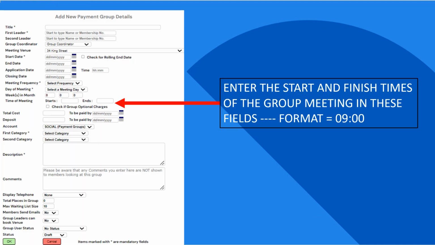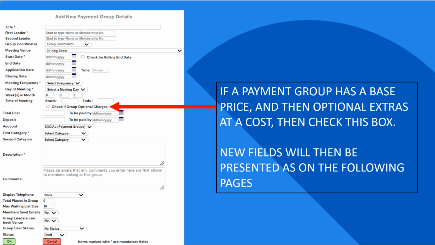In the 2 fields for time of meeting, enter the start and finish times of the group meeting. This should be in the 24-hour clock format with the hours and minutes divided by a colon. So for instance, if it is a day trip, then the first coach pickup time would be starts, and the last coach drop-off time would be ends. A payment group can involve either a single set price, or alternately a base price, but with other options that can be added at a cost to the member.